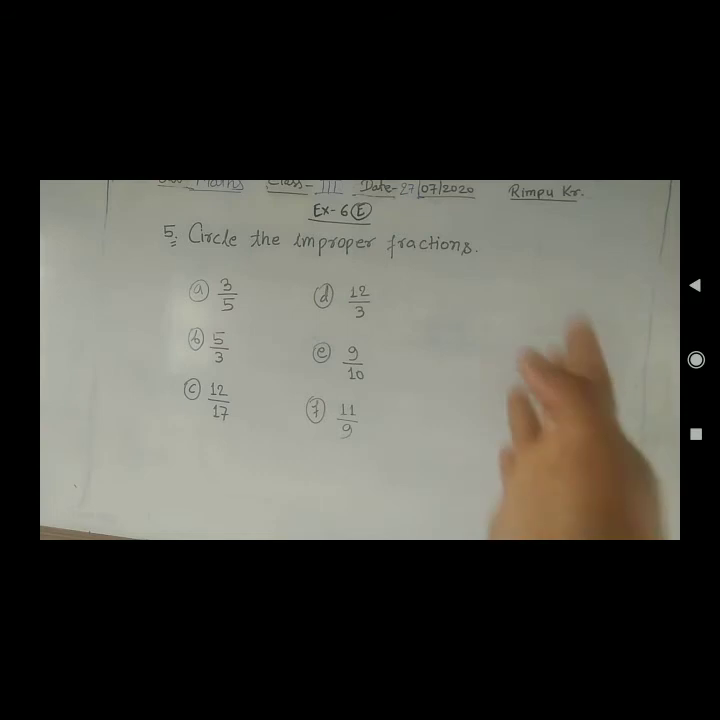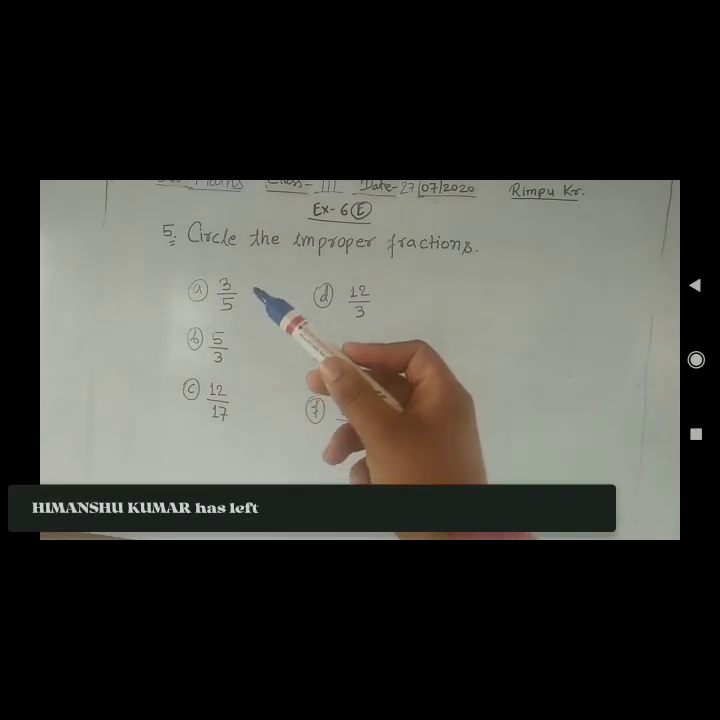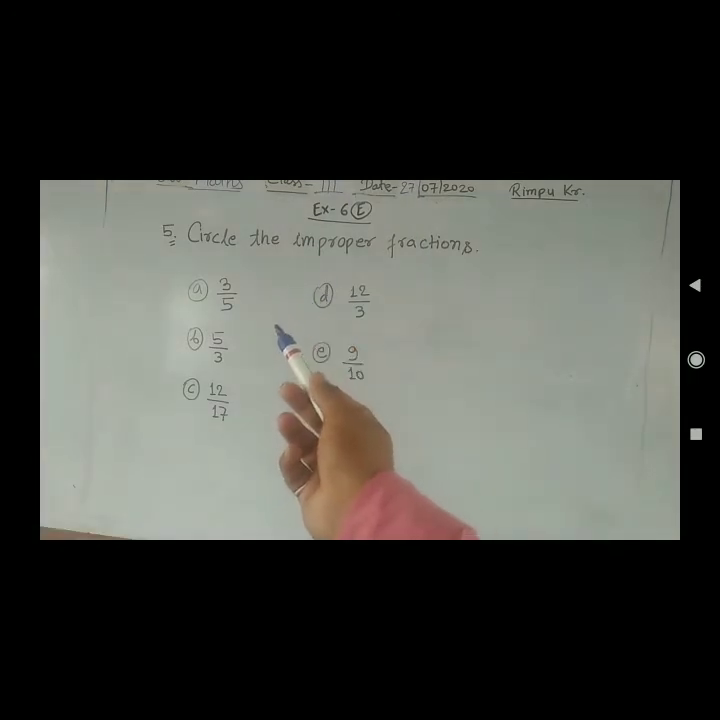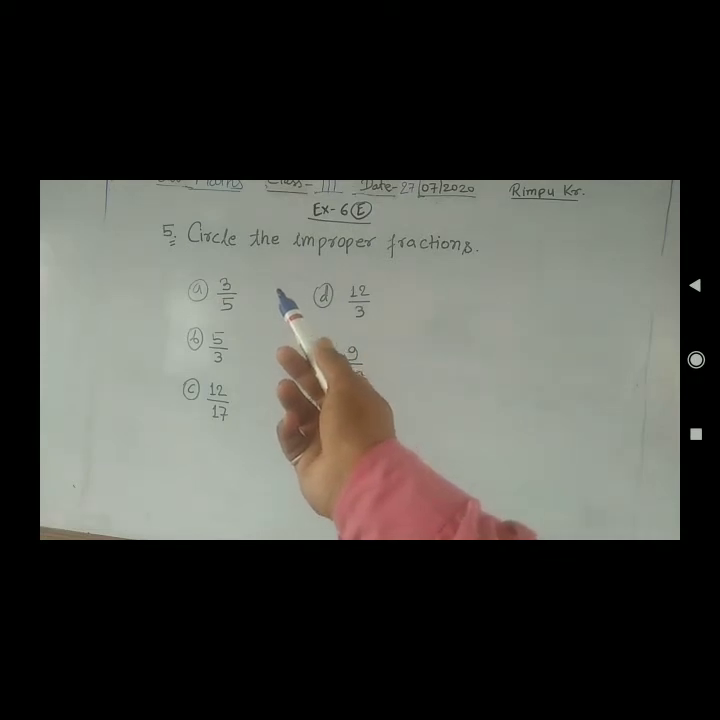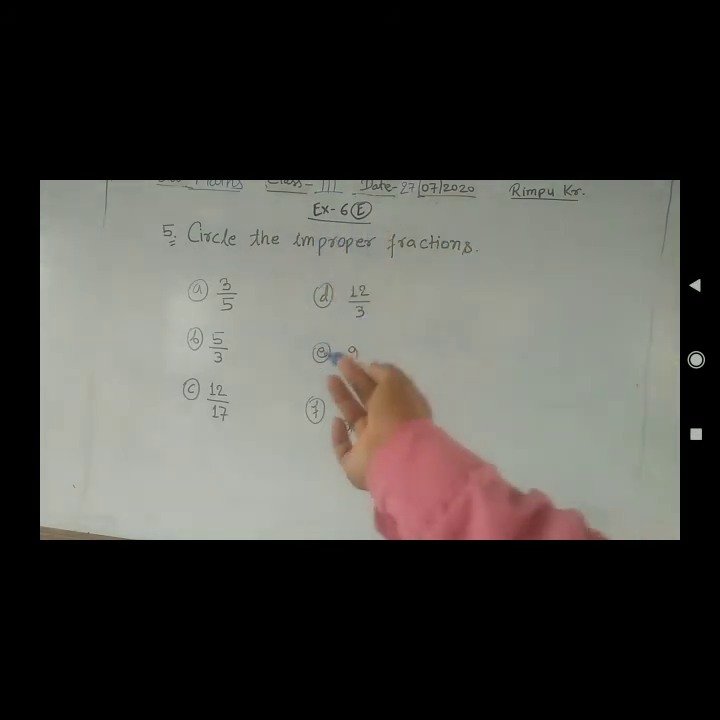Here is the first question. You can see here there is 3/5. The numerator is 3, the denominator is 5. You can see the numerator is less than the denominator. By this, this is not an improper fraction, so you do not have to circle it. Move to the next question, 5b.